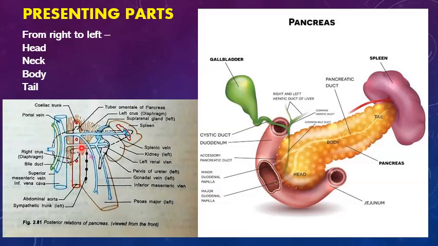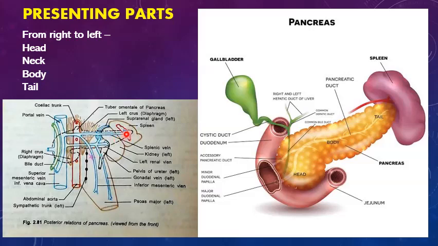Then the body. Next to the neck is the body. This portion represents the body. It is lying in front of the aorta. This red tube you are seeing is the abdominal aorta. Starting from the aorta, the body extends till the left kidney. So this entire area represents the body of the pancreas.